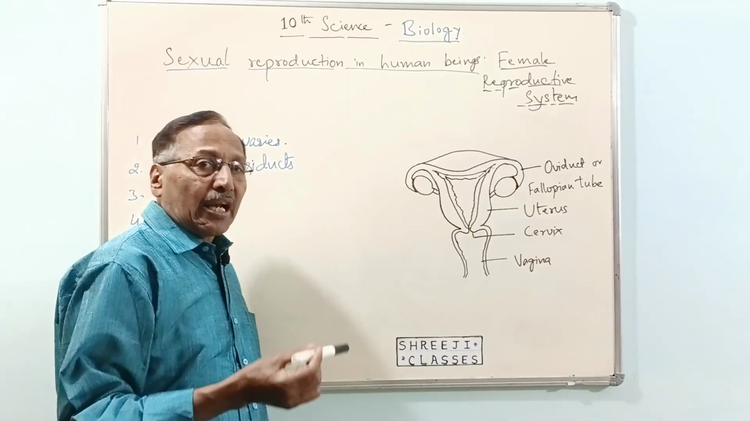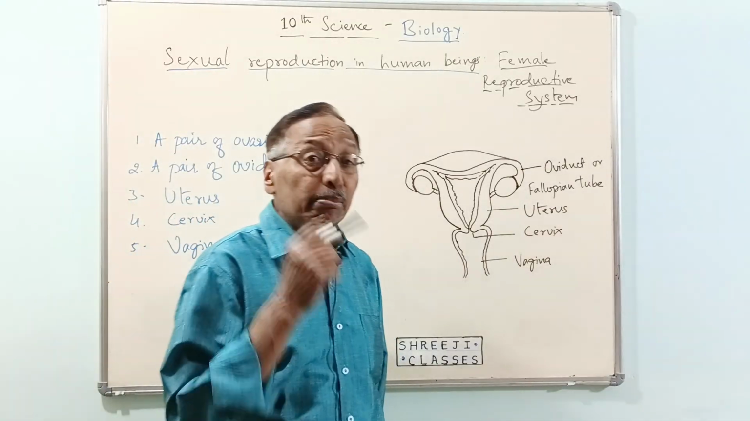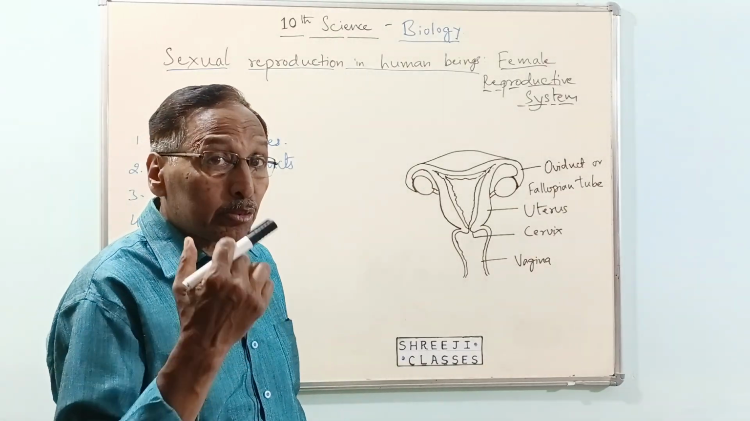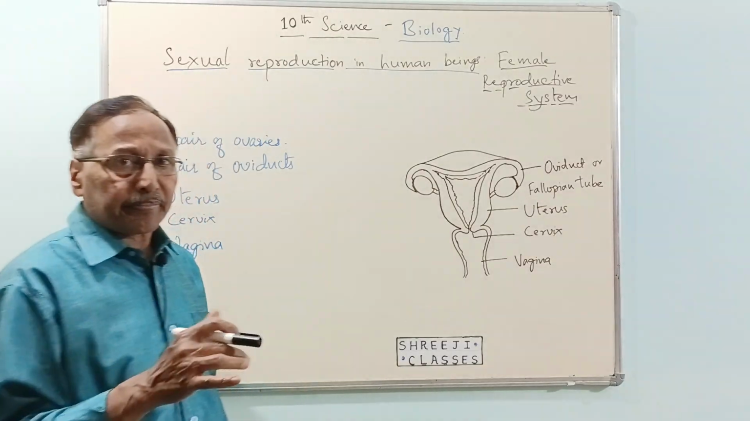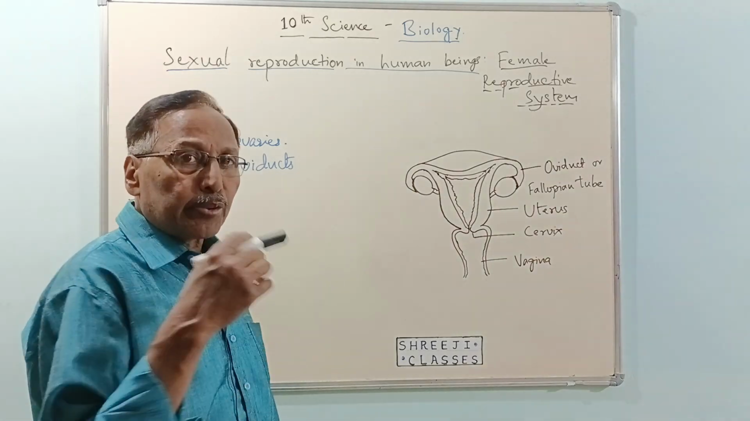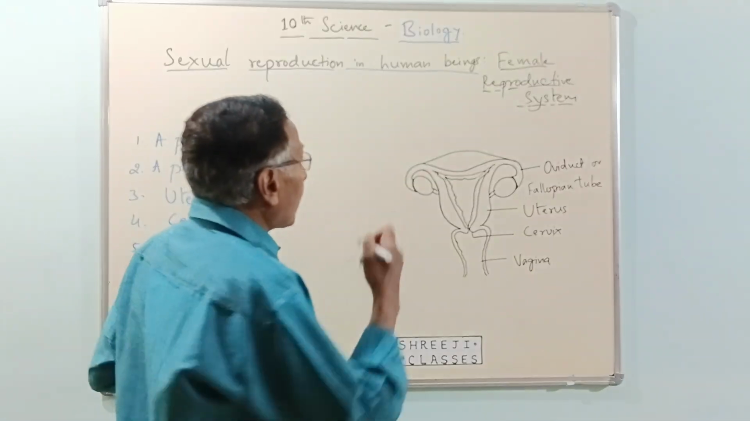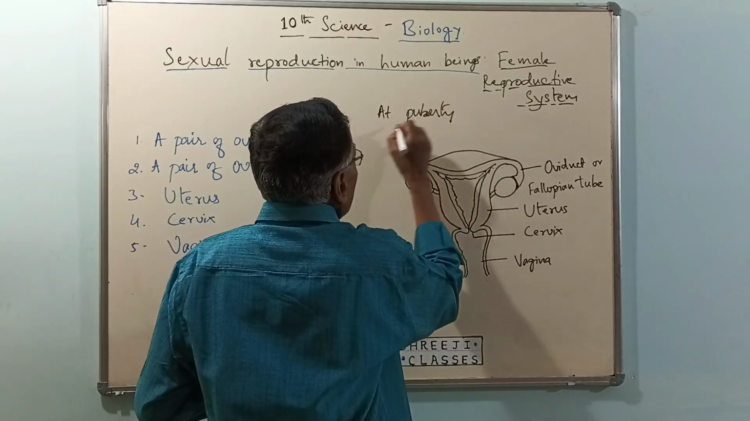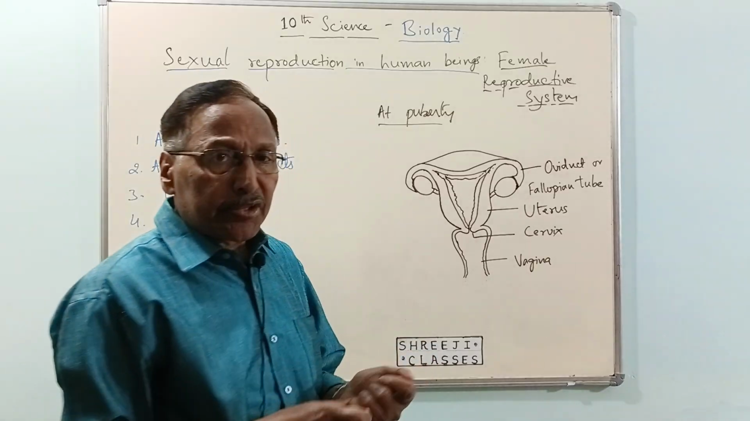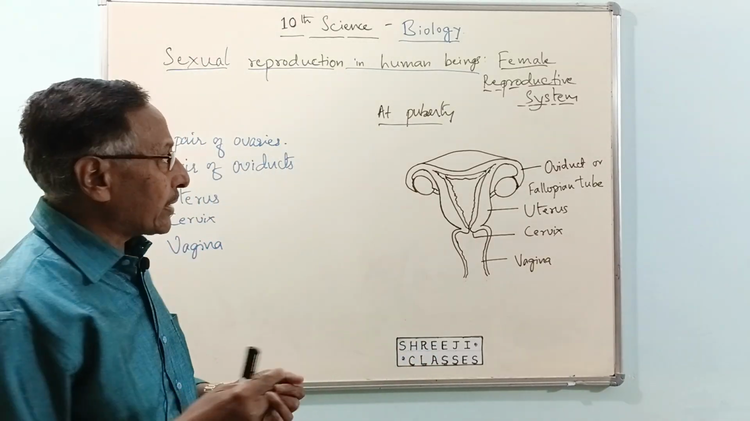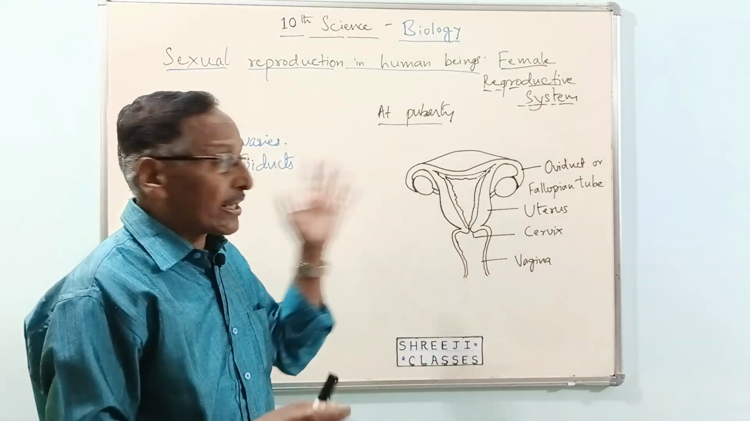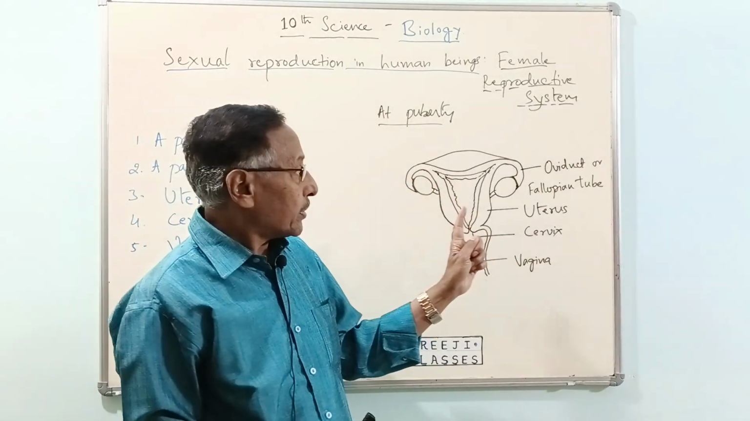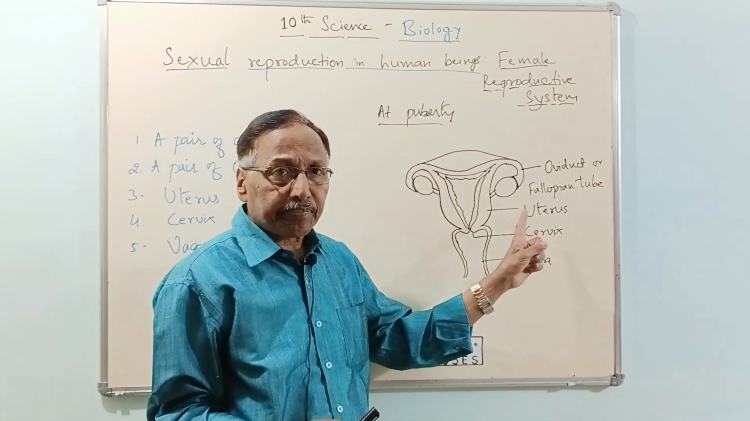Now, the female child contains thousands of immature eggs at the time of birth only. But these immature eggs start maturing only at puberty. It means when a girl reaches the age of around 11, 12 or 13, she starts producing eggs. Every month one egg matures and is released by the ovary.